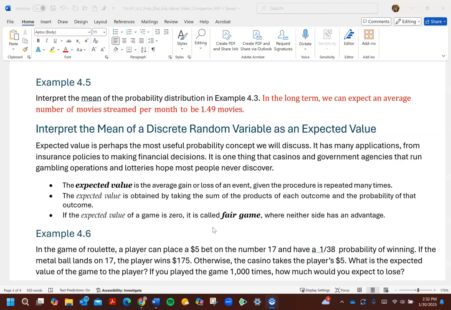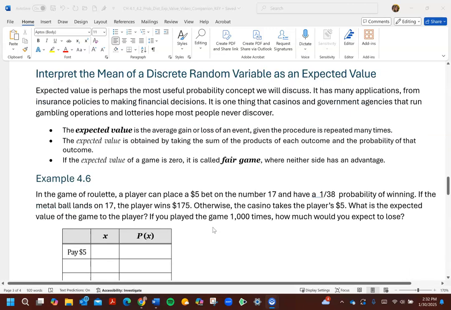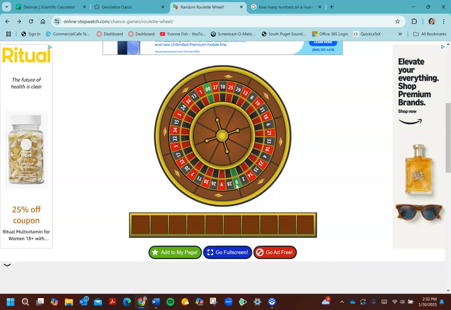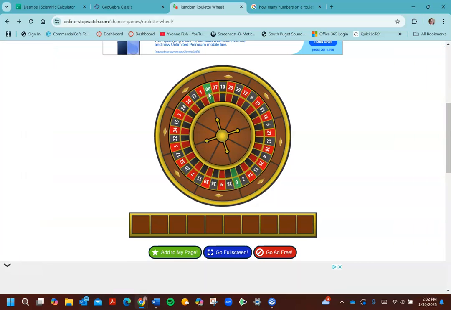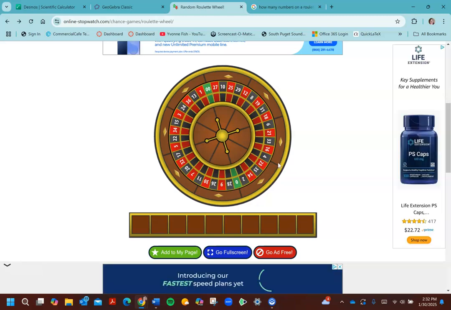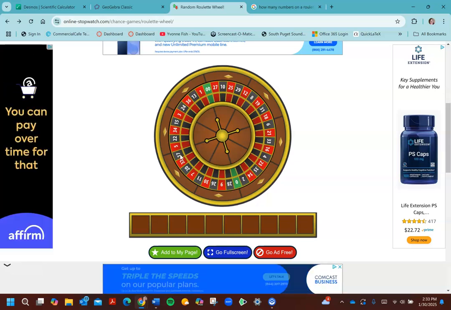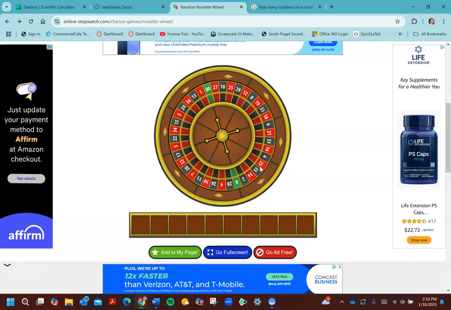So we're going to look at example 4.6. In the game of roulette, a player can place a $5 bet on the number 17 and have a 1 out of 38 probability of winning. Just so you know, I want to show you really quickly what a roulette wheel looks like. And it goes up to 36, but it also includes 0 and 00. So that's why there's 38 numbers. So if you're looking at 17, getting 17 here, that would just be one occurrence out of 38 that could possibly happen. So that's how we figure out the probability.